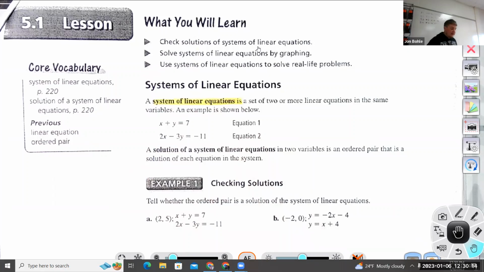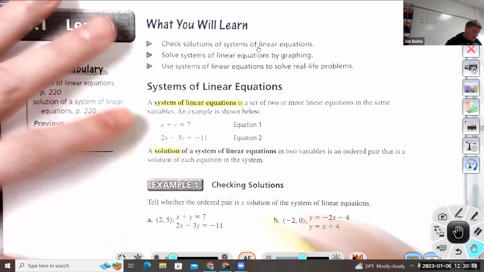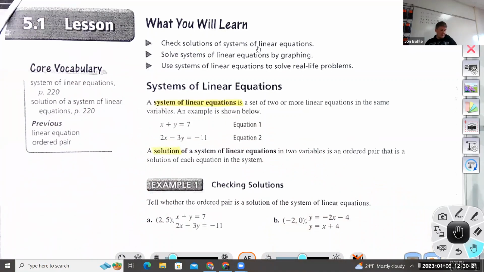Okay. First thing we want to identify is what is a solution. A solution of a system of linear equations in two variables is an ordered pair that is a solution to each equation in the system. Anybody remember how we determined whether something was a solution or not in the first semester? How could I tell if X was a solution to something?